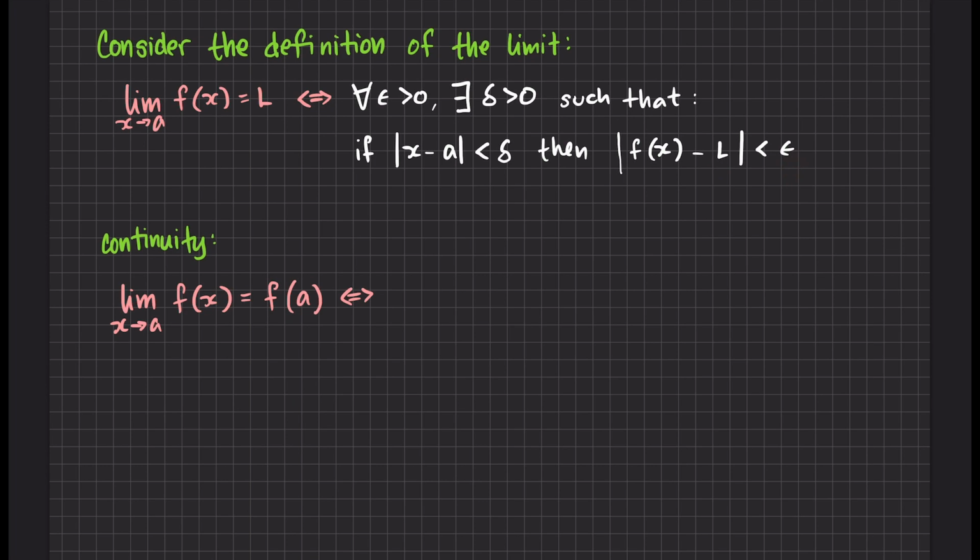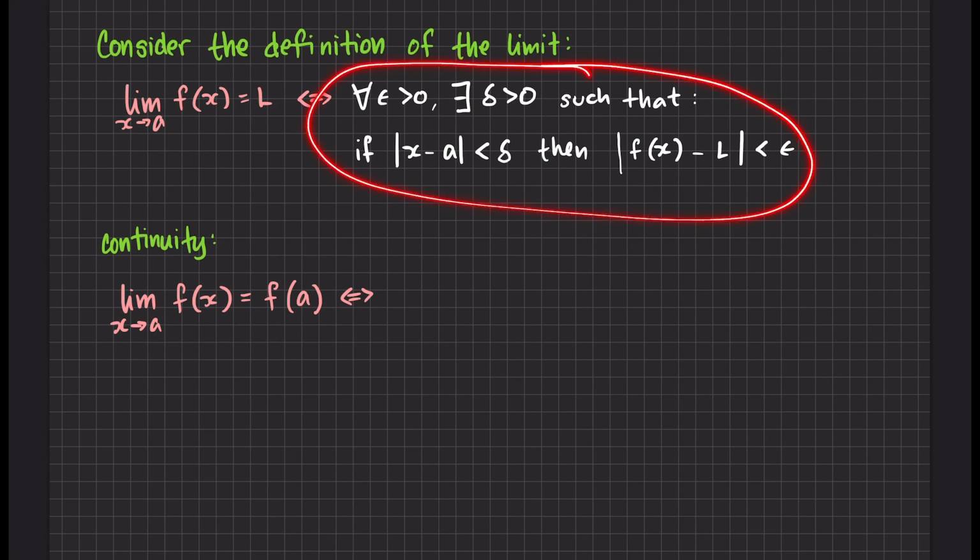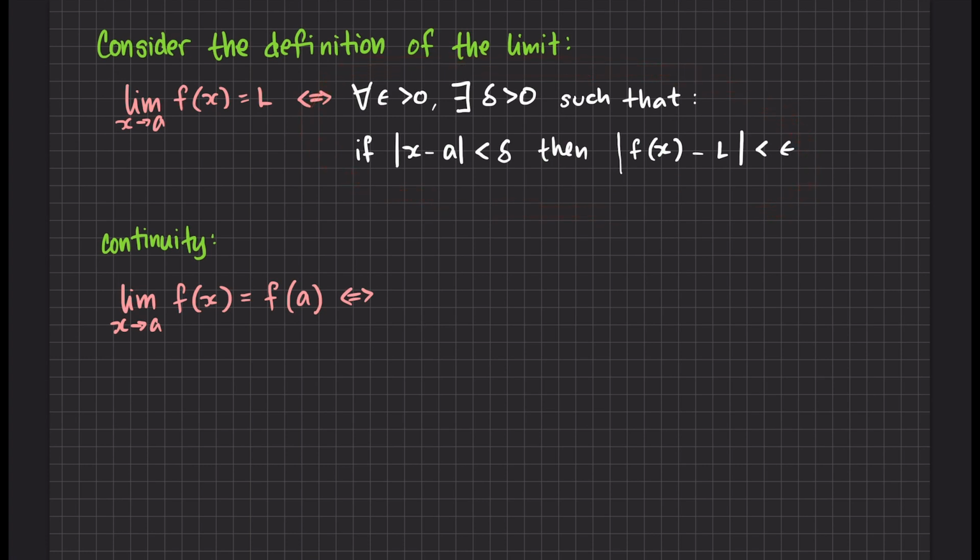Pero ano nga ba yung definition natin ng continuity? Continuous yung function natin at x equals a pag yung limit of the function as x approaches a is equal to f of a mismo pag in-evaluate natin siya. So, ano yung naiba niya sa definition ng limit? Yung L na limit, mapapalitan siya or magiging mas specific siya na it's actually f of a. So, we could just take this whole definition of the limit and modify it a bit.